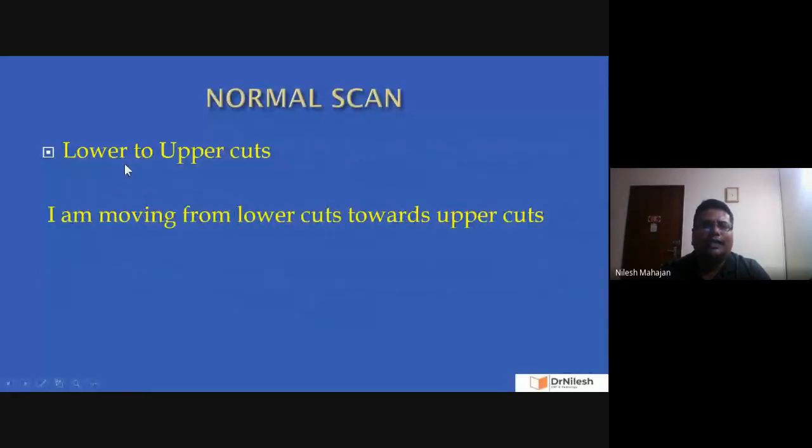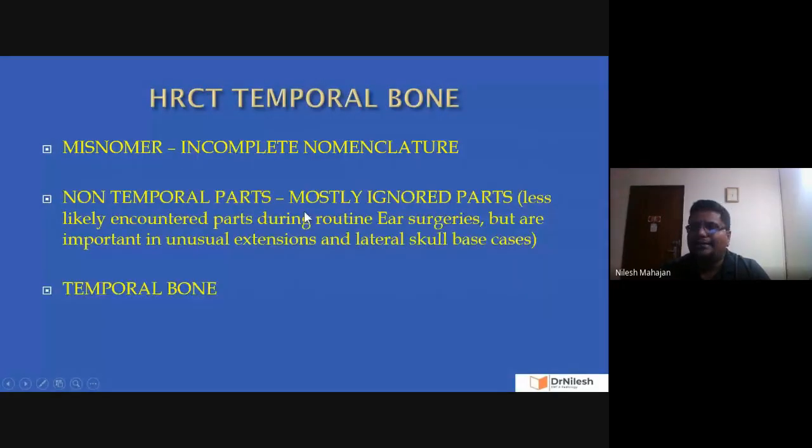So now we will start seeing the normal scan. I'll be moving my scan from the lower to the upper cuts. HRCT temporal bone is actually, according to me, a misnomer, or you can say it is an incomplete nomenclature. Why incomplete nomenclature?